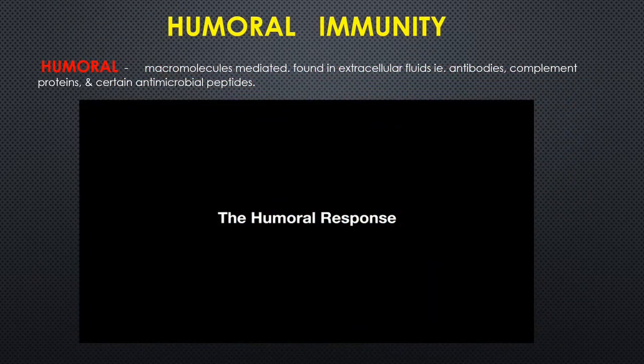Adaptive immunity is of two types. One is humoral immunity, and two is cell-mediated immunity. This discussion will focus on humoral immunity. Humoral immunity refers to immunity mediated by macromolecules found in the extracellular fluids. And these macromolecules are composed of antibodies, complement proteins, and certain antimicrobial peptides.